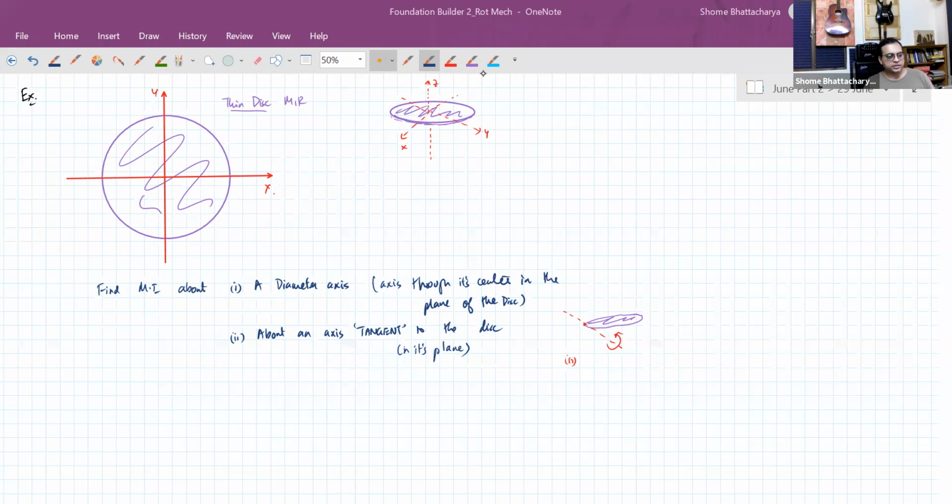Yes, very good, Jay. That's correct. So far, one person has sent the answer, but that answer is correct. Very good. For the first one, it's exactly the same concept that you can use for the ring that we had seen. Only the value will become different for Iz. So this is your perpendicular axis theorem, and Iz is mr square by 2.